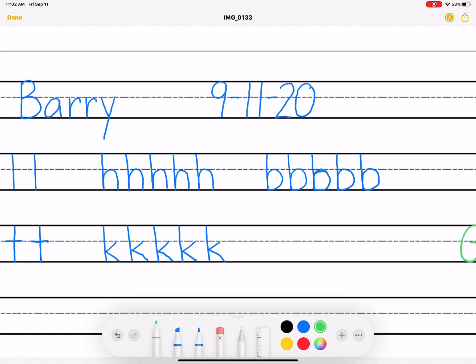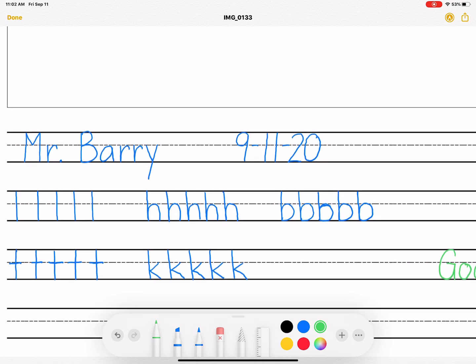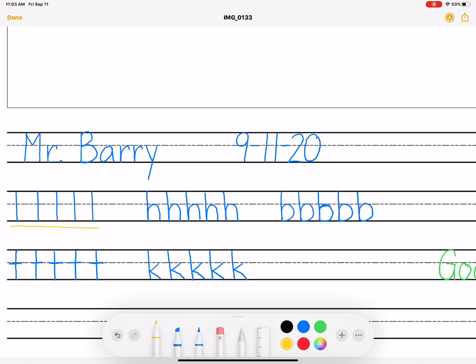So, anyway, what you're going to do for today's writing lesson is simply practice 5 times each of these letters that we have practiced that are tall. These are all the tall lowercase letters. We have letter L, letter H, letter B, letter T, and letter K. And they're grouped like this because they're all lowercase letters, but they're also all tall. They all go all the way to the top line. Every single one of these.